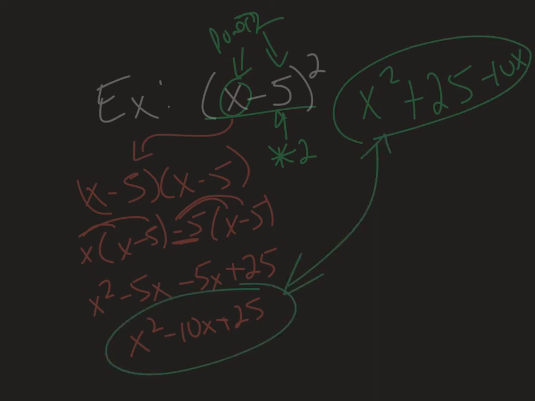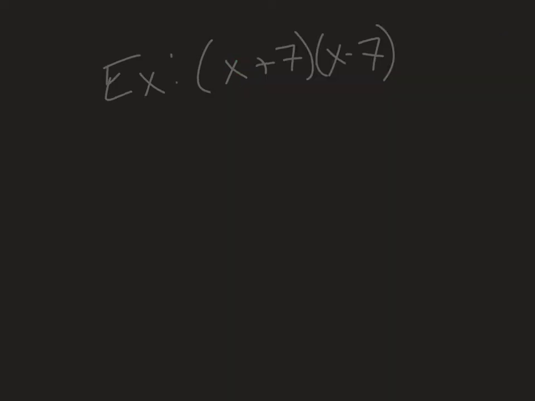Now again, you do not have to use the shortcuts if you don't want to. We're just making sure you're aware of them. Okay, this last one, we're looking at the difference of 2 squares here. So I have (x + 7) times (x − 7). Now I can do my distributive property. And I'll have x², if I multiply the x's.